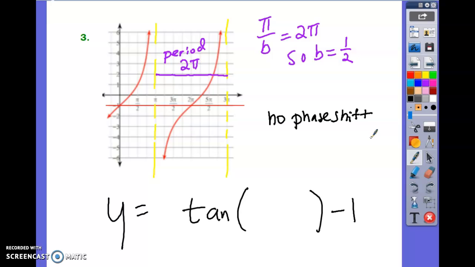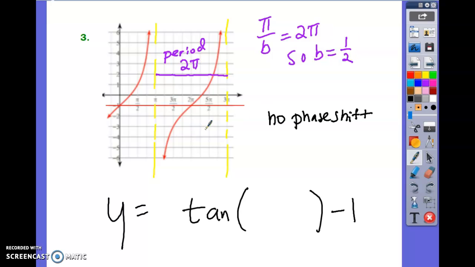And the last one is a tangent graph. So I first drew in the asymptotes, and I just kind of counted the distance between the two, which gives me the period. And in this case, it's 2 pi. Now, the period for the parent function of tangent is not 2 pi. It's actually pi. So I set pi over b equal to 2 pi, because this period is 2 pi. So my b has to be 1/2.